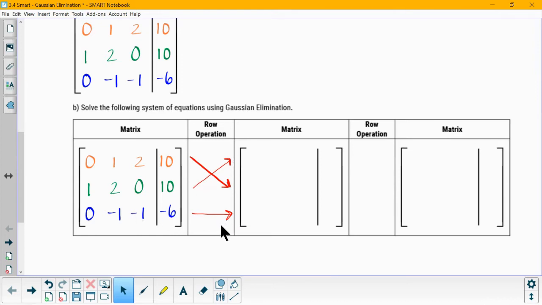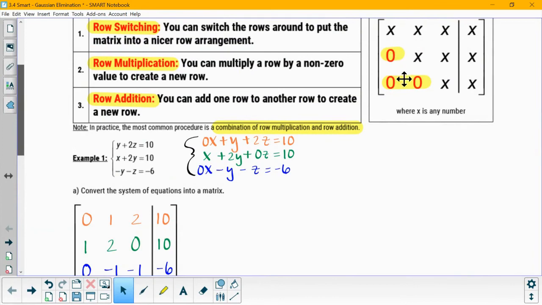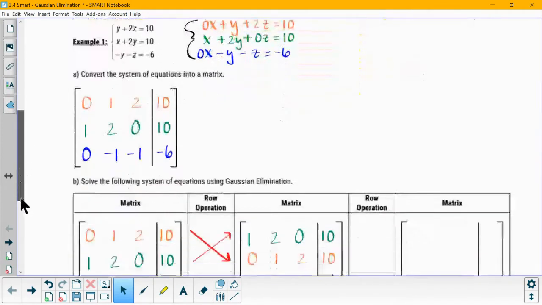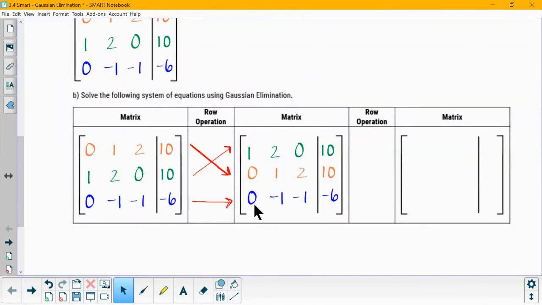All I'm doing is switching the position. So now row 1 is going to be row 2. Row 2 is going to be row 1. And row 3 is just going to stay where it is. Remember that our goal is to have three zeros in the bottom left-hand corner. Well, I already have two of them. The only one that I need to turn into a zero is this negative 1.